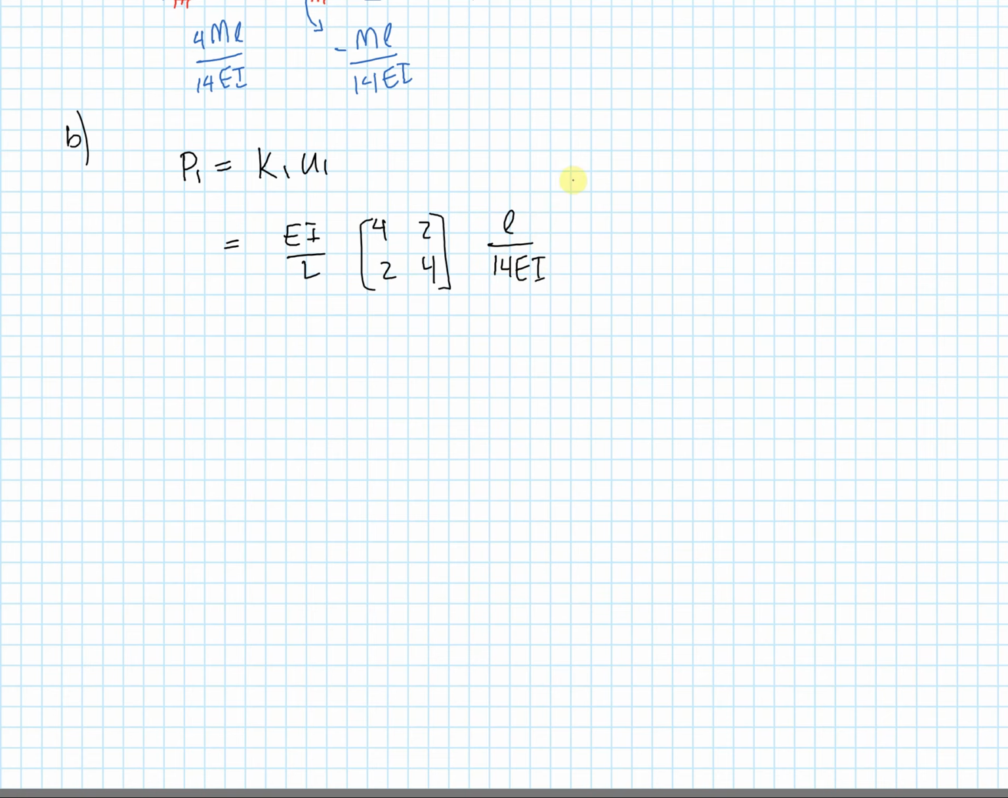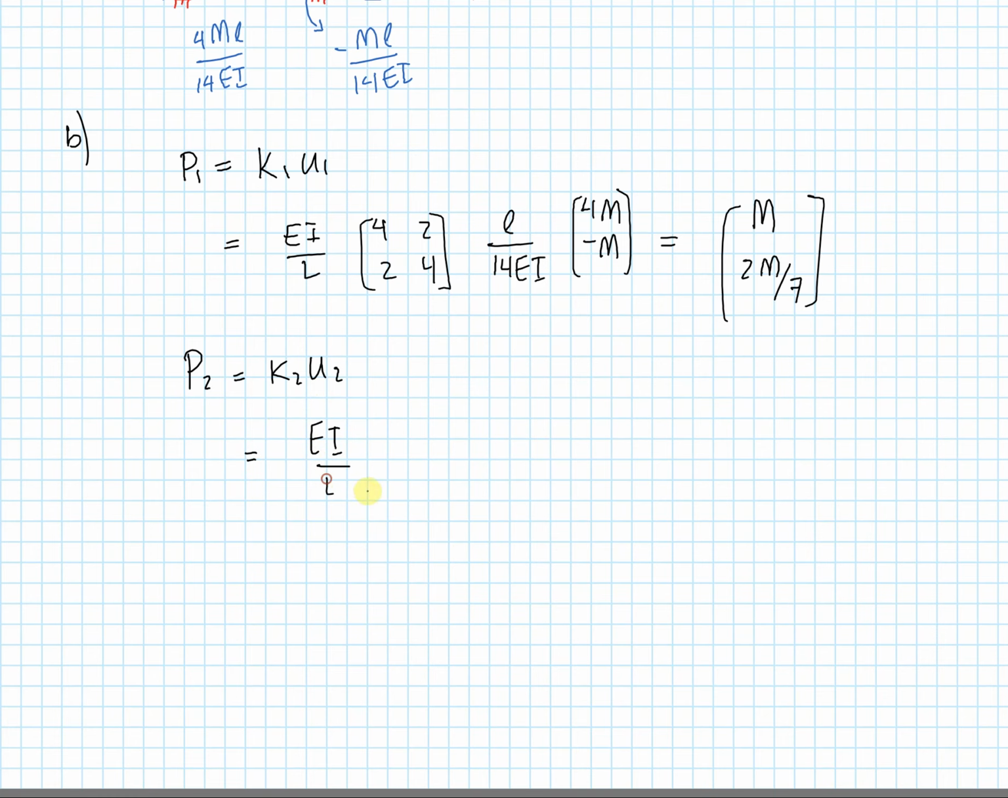And then I know my deformations at that beam and that local element, and I have L over 14 EI, 4m, and minus m. And if I do the math correctly, hopefully I'll get something like this. I'll get m, 2m over 7. And for P2, I have K2, U2. K2 is, again, the classic 4-2-2-4.